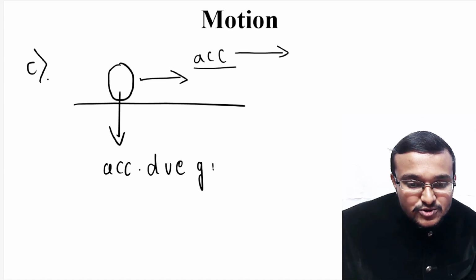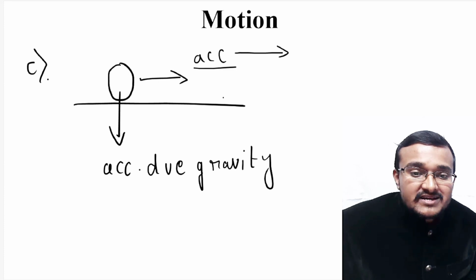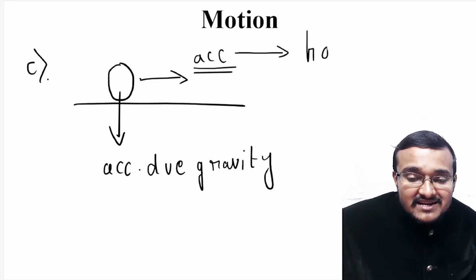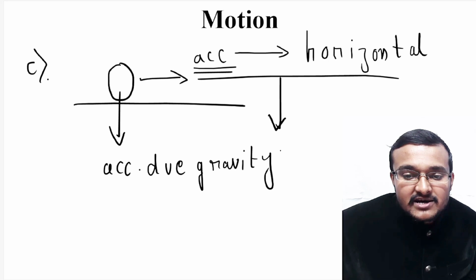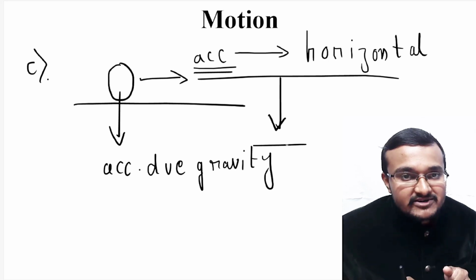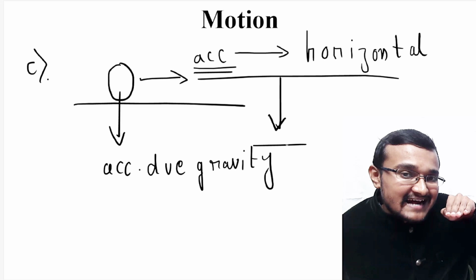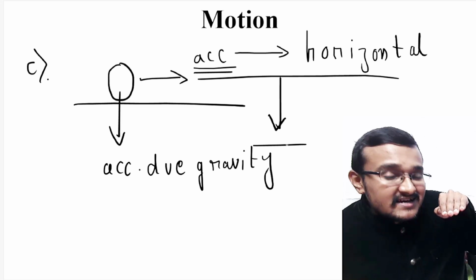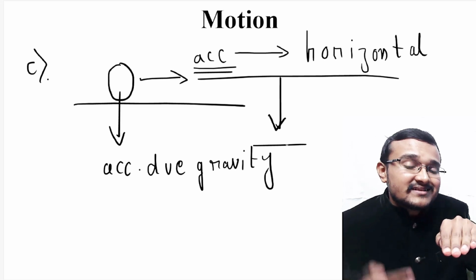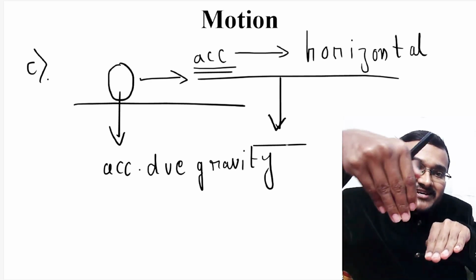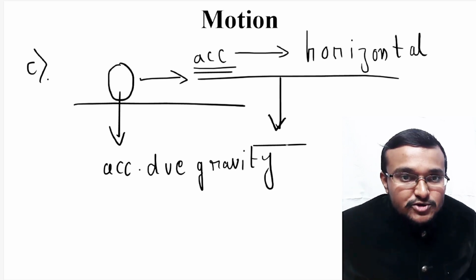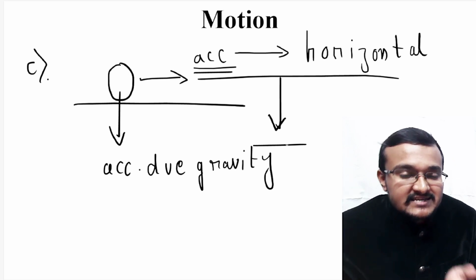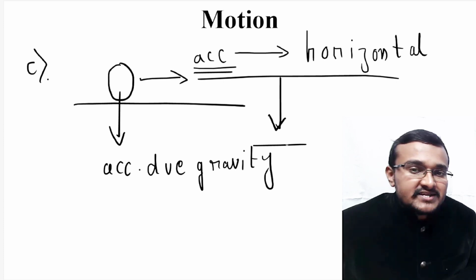So acceleration due to gravity is also applied on this object, and this object is accelerating in the horizontal direction as well. So this horizontal acceleration is perpendicular to the acceleration due to gravity, because the direction of acceleration of this object is horizontal and the direction of acceleration due to gravity is vertical. So both are perpendicular to each other. This situation you can give as an example for the C question in the 9th question.